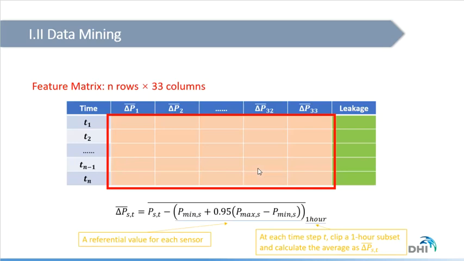And we build the feature matrix in this way. We set a referential value for each sensor, which is about 95% above its minimum level. At each time step, we calculate the difference between its measured value and the reference as delta P. Then at each time step, we clip the dataset by a 1-hour window and calculate the average delta P as the final feature value.